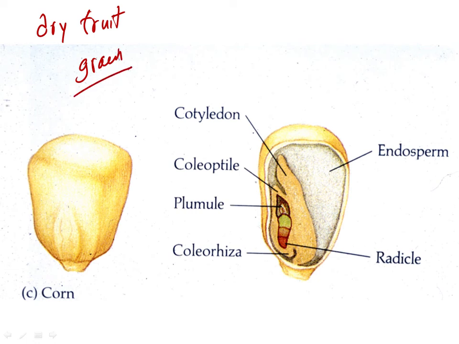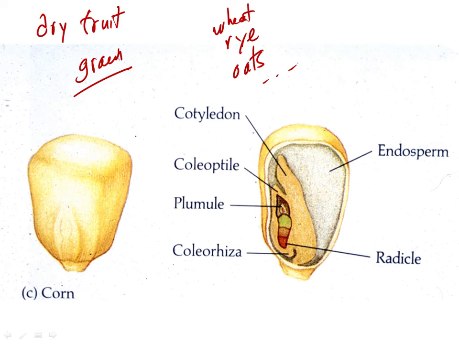And the reason it's called a grain is because all of our grains, so it's not just corn, it's wheat, rye, how do you spell rye? R-Y. Oats, et cetera, just everything. All the grains have this same structure.